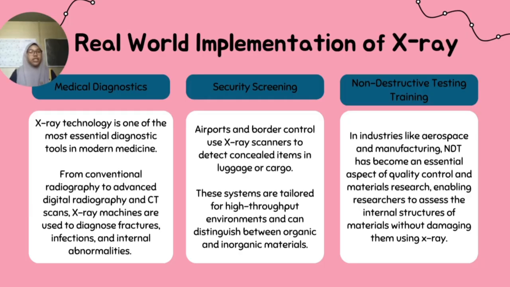For the second one, which is security screening, airports and also border control use X-ray scanners to detect concealed items in luggage or cargo. The systems are tailored for high-throughput environments and can distinguish between organic and inorganic materials.